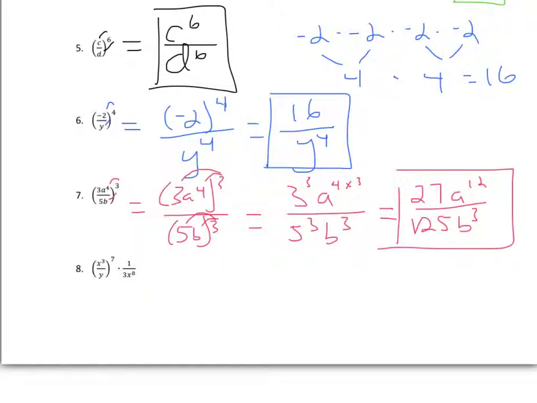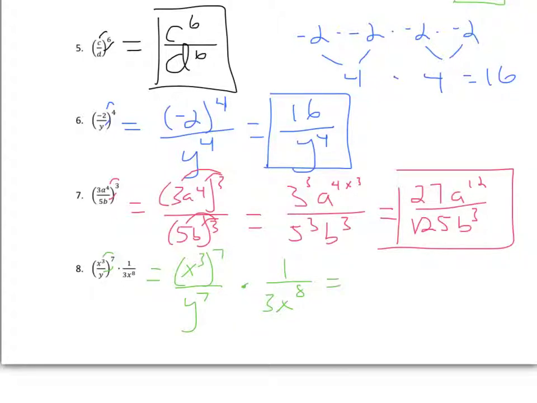Now, number 8 here is the most difficult one that we've got. So let's do this one. First, we need to do the power of quotients. So distribute the 7th to both the x to the 3rd and the y. And we'll have x to the 3rd to the 7th over y to the 7th times 1 over 3x to the 8th. Alright, let's simplify up on top here.